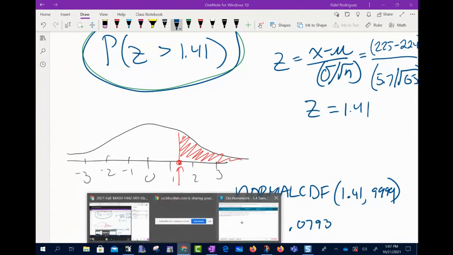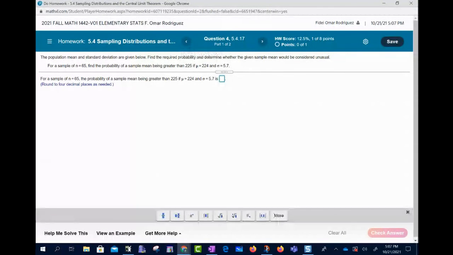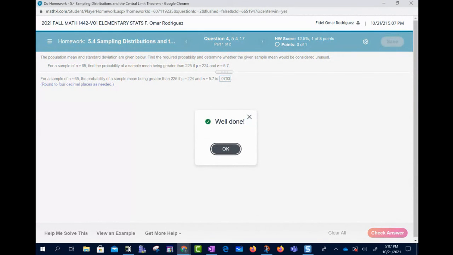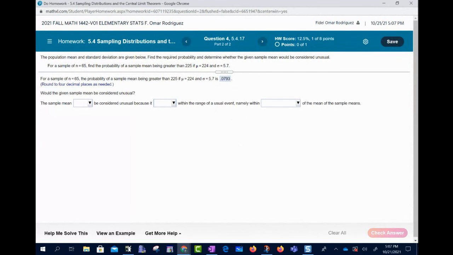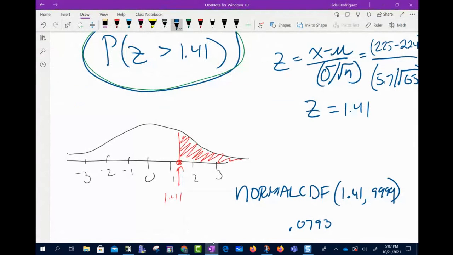0.0793, right? So if I were to come back over here, 0.0793, and we're going to check it, and we got it. And okay, would the given sample mean be considered unusual? So let me come back again one more time. So look what we came up with. We came up with 1.41, right?